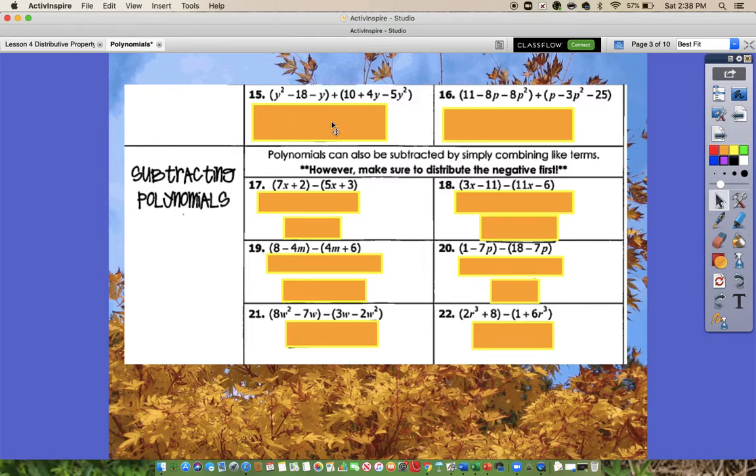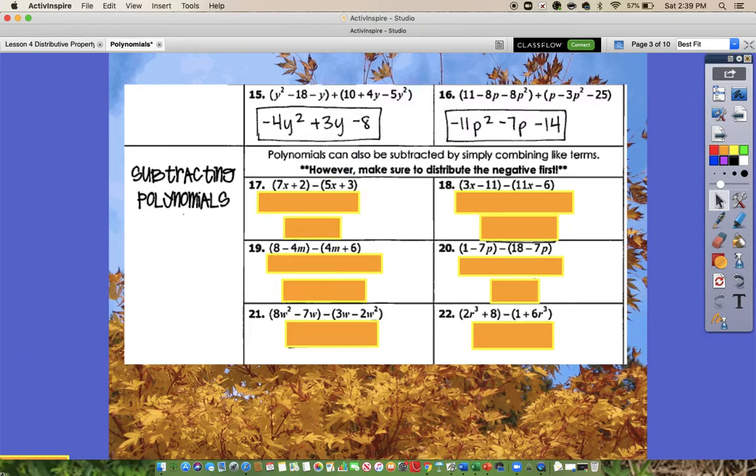Okay, so for 15, we should have gotten negative 4y squared plus 3y minus 8. And for 16, you should have gotten negative 11p squared minus 7p minus 14. So if you got those two answers, give yourself a pat on the back. If not, go back and double check yourself. I bet you just made a mistake with a negative number. That's probably the most common mistake that people make on these problems.